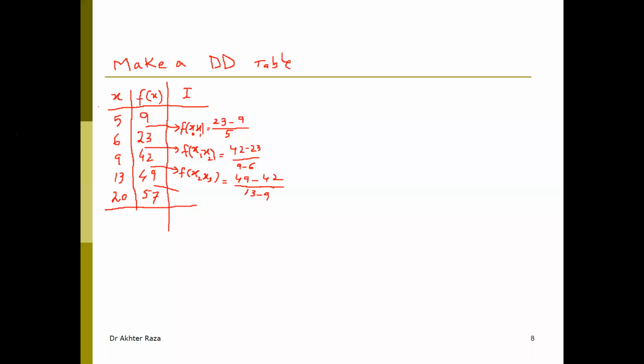And the last value in this column is f x3 x4. This is computed by 57 minus 49 divided by 20 minus 13. These are the values of the first column, or the first DD. You have to calculate all of these values. Then I will ask you what the answers are.